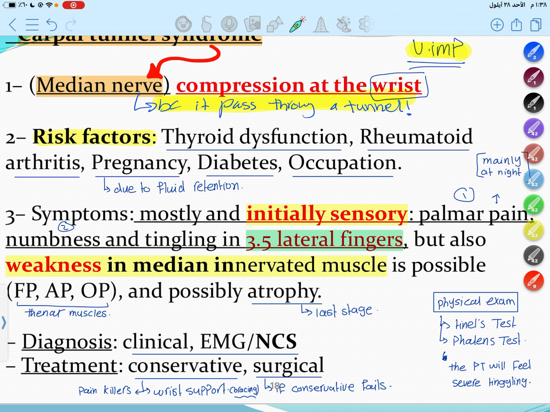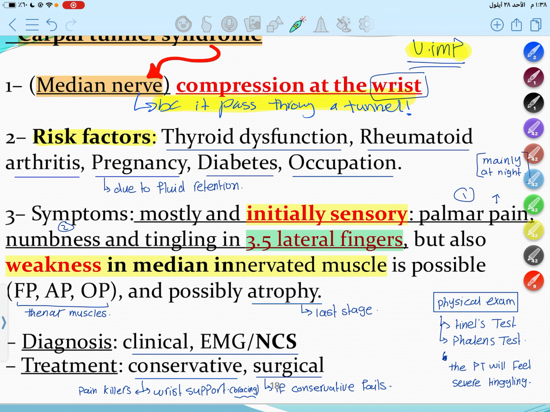Later on, if misdiagnosed or in late presentation, weakness will develop. And the weakness will be in the muscles supplied by the median nerve. But in advanced cases, there will be wasting and atrophy. The thenar muscle wasted, becomes a depression. Wasted. Too late.